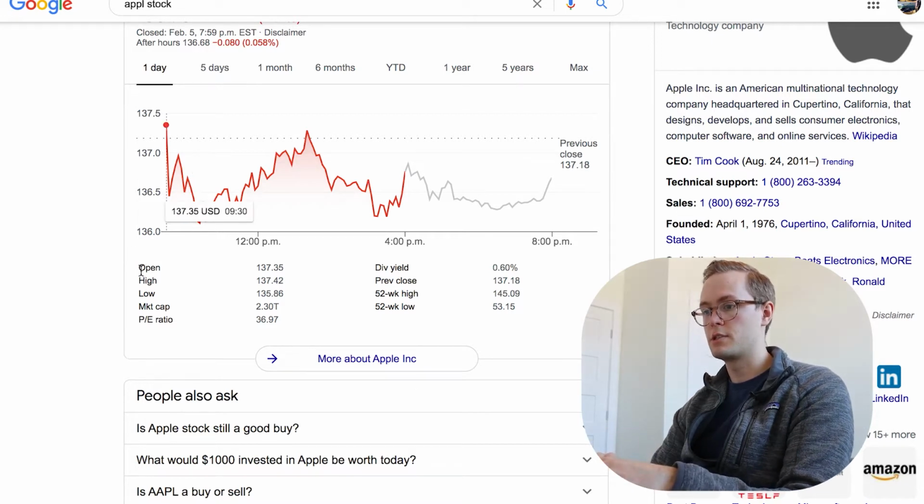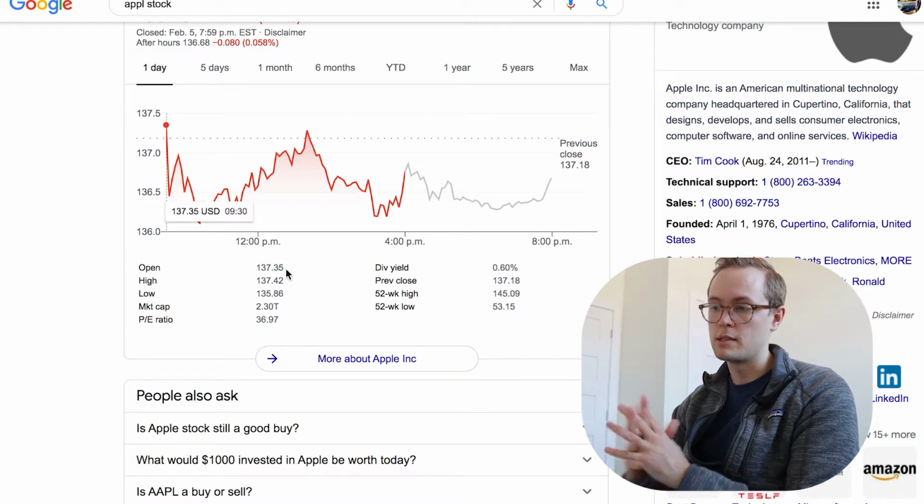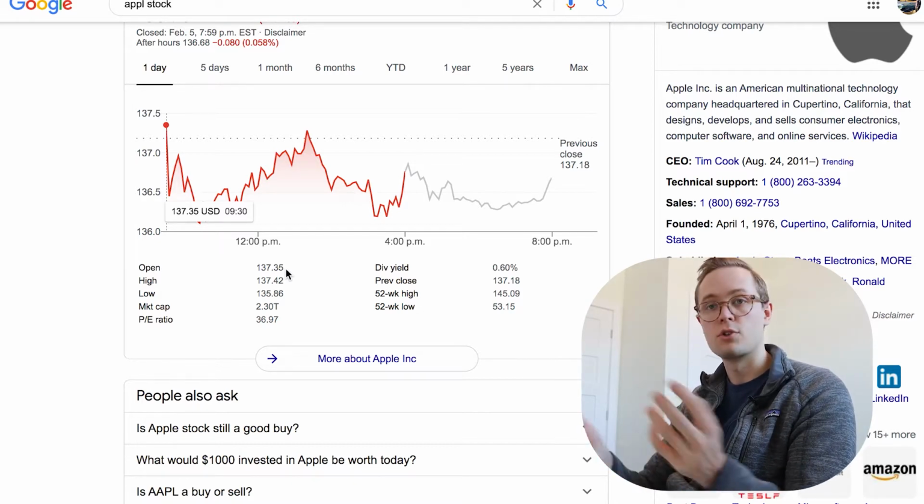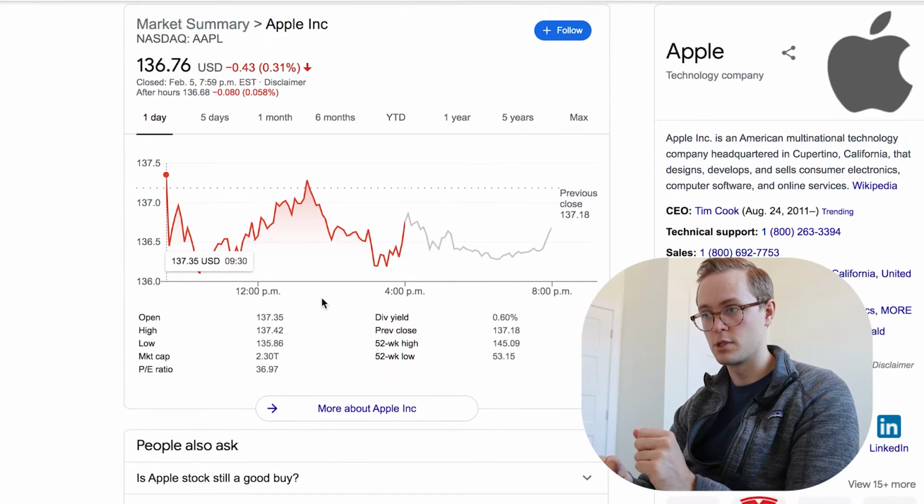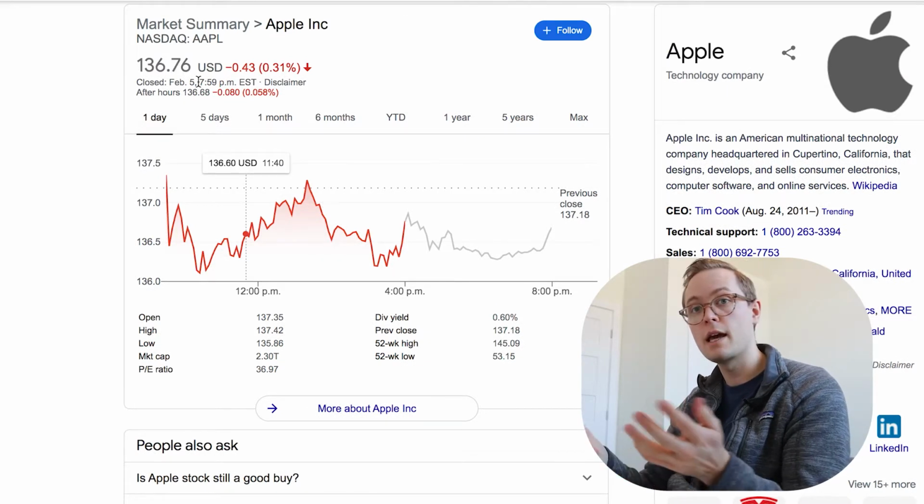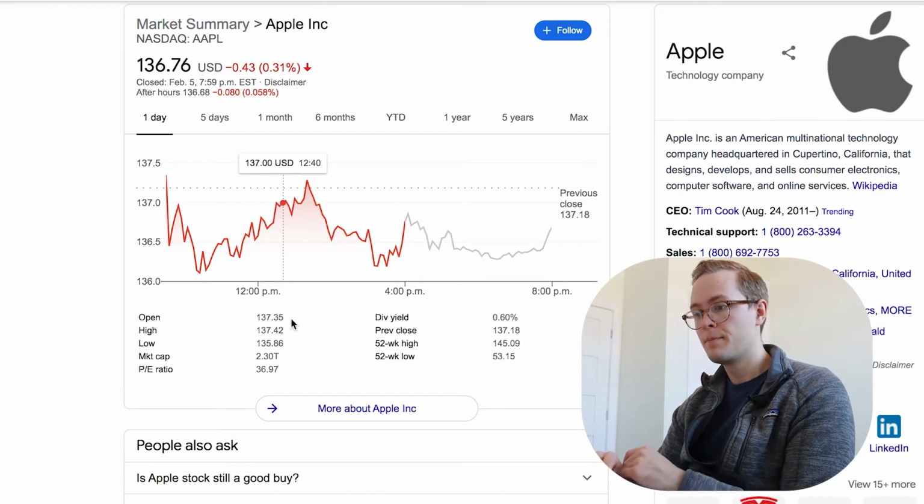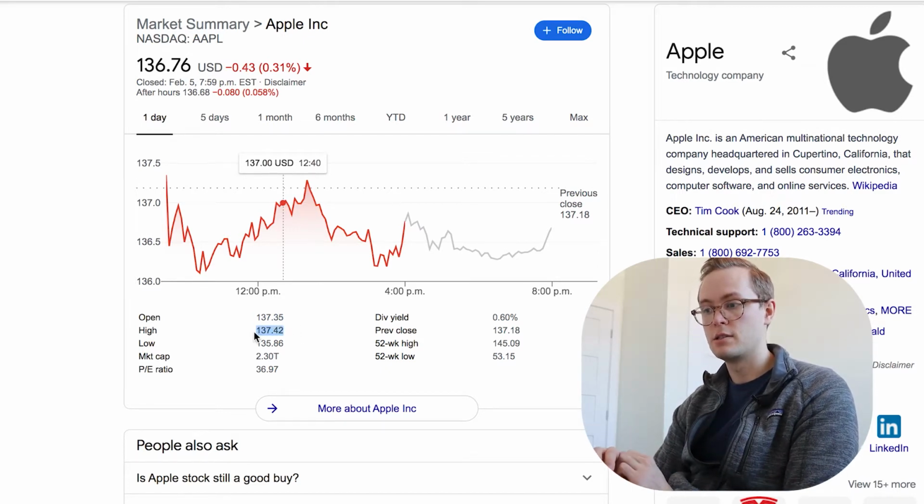First things first is open. This means what did the price open at for the given trading day. So this was on February. If it was a weekday, this would be live, so it would show you what it opened at on that day. If we look at high, this is fairly simple.